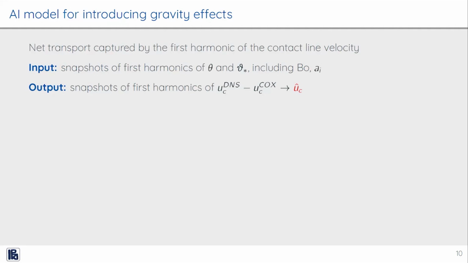And we expect our model to be trained to approximate the first harmonic of the difference between the DNS solution and the reduced order model by Cox. So at the end of the day, we want to be able to add this correction to the prediction of Cox to approximate the DNS velocity.